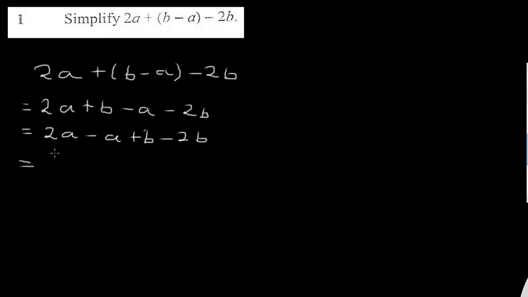We work out the problems that we have. 2a minus a gives us a, and b minus 2b: 1 minus 2 gives us minus 1, so we have minus b. We check if this can be simplified further, and by the look of things, it cannot. So therefore, simplifying this gives us a minus b. We can move on to question number 2.